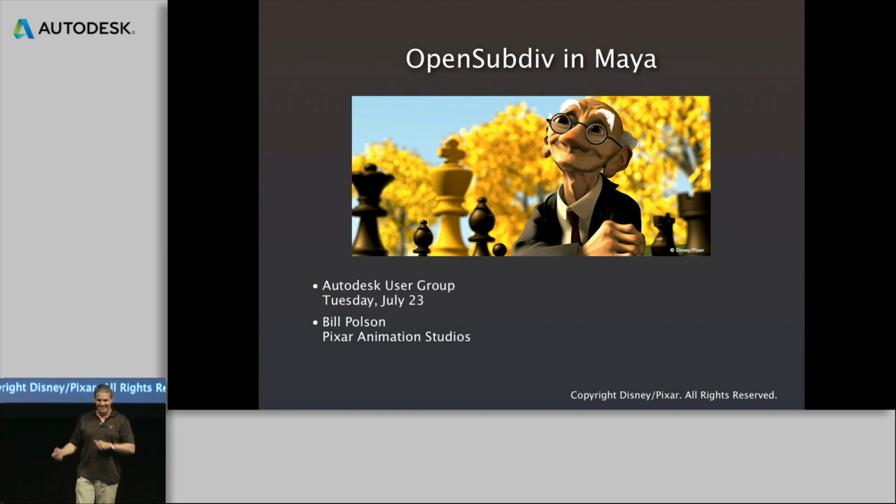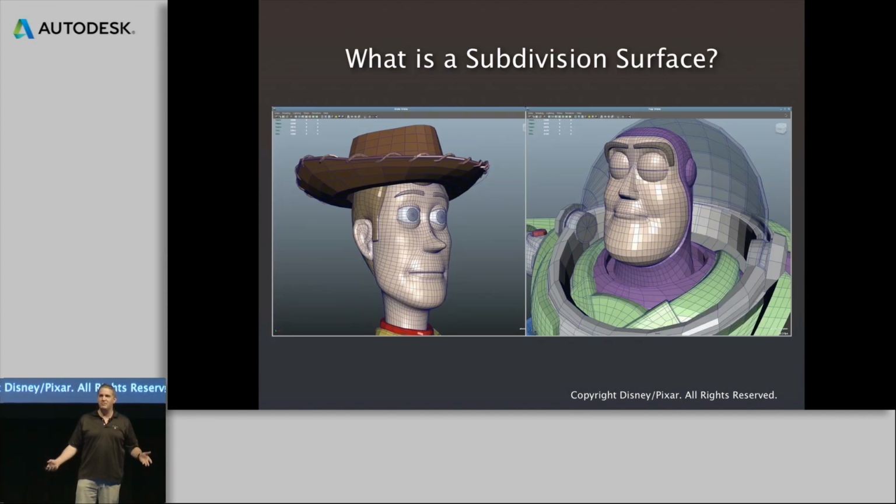Welcome. Next slide. So what the heck is a subdivision surface anyway? Well, look, it's Buzz, it's Woody, it's Maya, it's Mater, it's McQueen, it's every model you've ever seen in a Pixar film since A Bug's Life. It's 50,000 models and 14 feature films. It's 15 years of work on this technology. We build all our models in Maya.